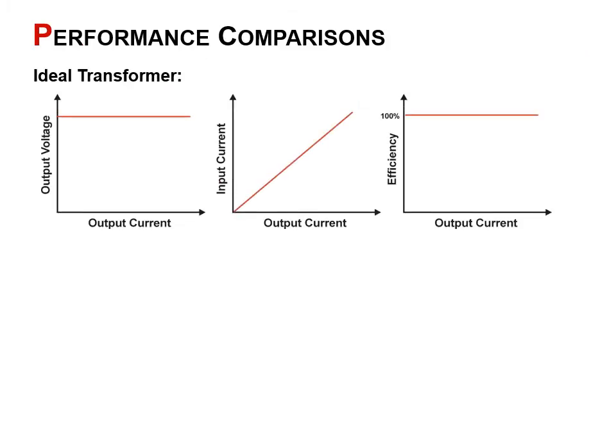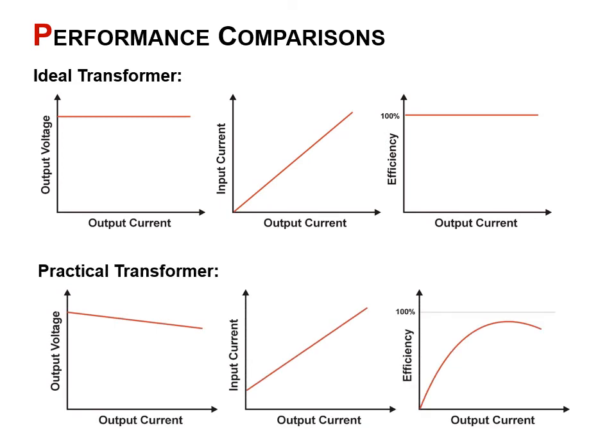So just to summarize all that, if we have an ideal transformer with no power losses due to copper or the iron, then we'll have an output voltage which is constant for output current. A practical transformer will see a drop in the output voltage because we're drawing current through a loss resistor. And similarly, if we were to plot input current over output current, then we would have some input current for no output current. Why is that?